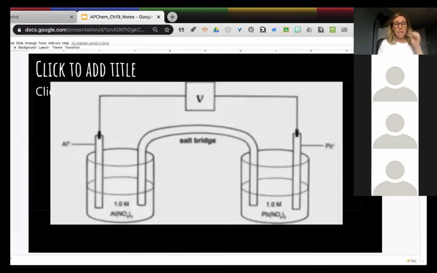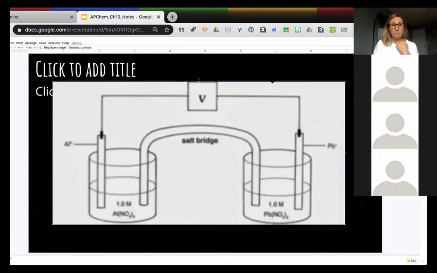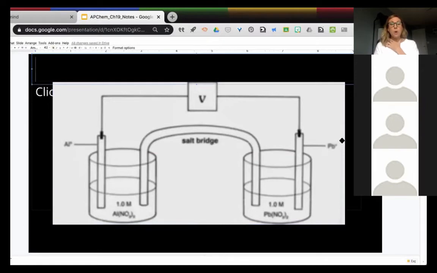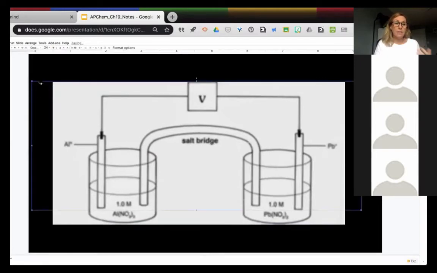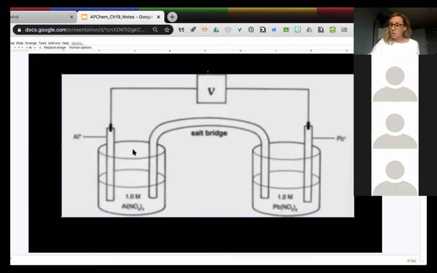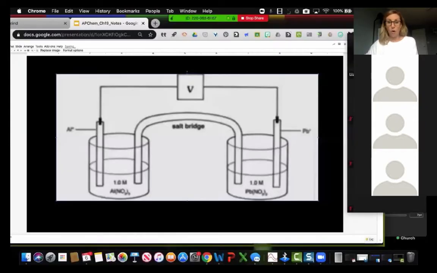Okay, so what I've done here is I've taken that picture and pasted it into the slideshow. So what we're going to do is start, and this is the best way I think to move through one of these problems. What they give you is they tell you what the two electrodes are, or what the two metals are that you're going to make this out of.